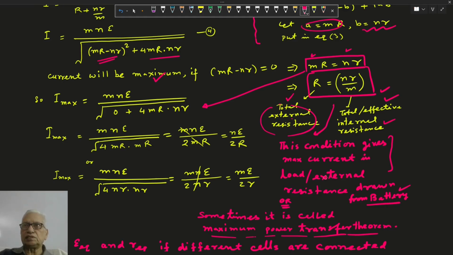If we use this relation, MR is equal to NR, we will replace R with MR. Then 2MR comes outside the under root, M cancels. We are getting I maximum is equal to NE/2R. If we put NR in place of MR, I maximum will be ME/2r. Both are the same. This is in terms of N and capital R. This is small m and small n and small r. Small r is the internal resistance.